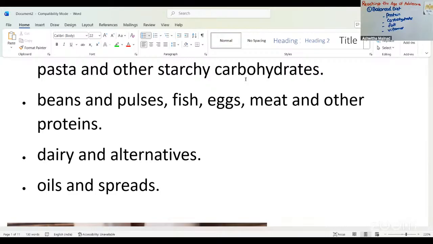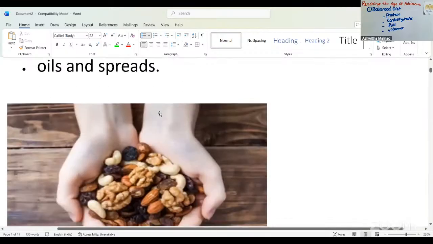Like coconut oil, sunflower oil. But one thing, please don't use a refined oil which doesn't have any nutrition in it.